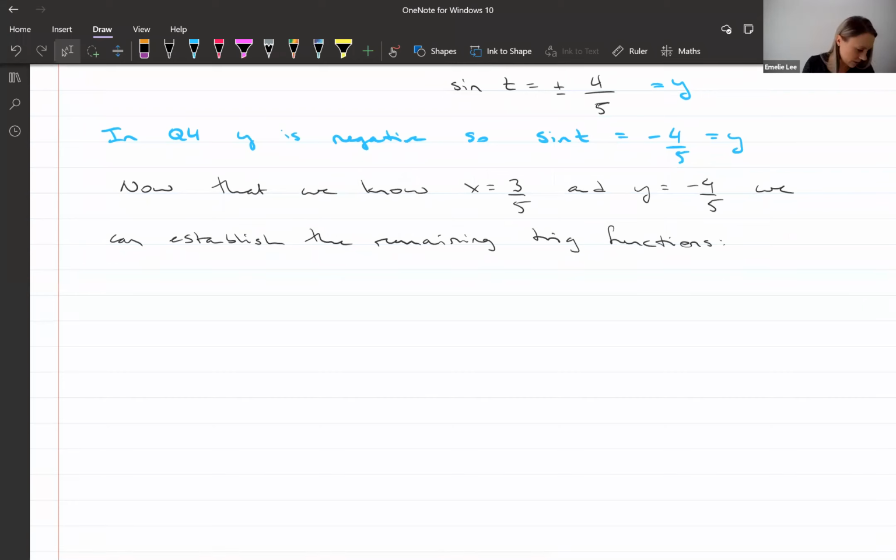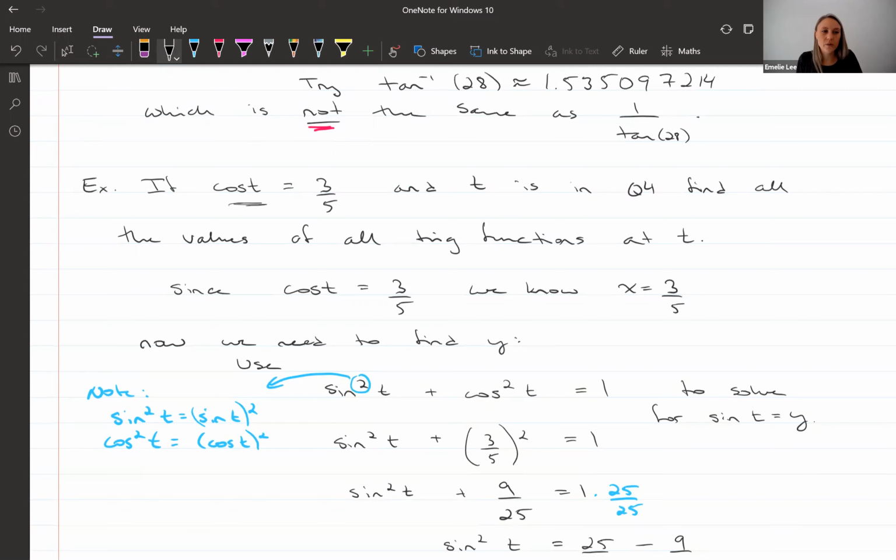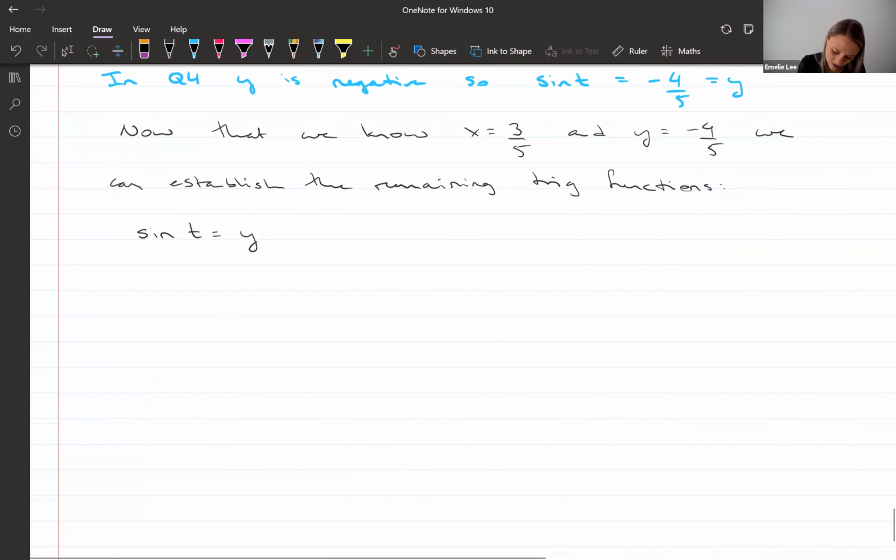So let's just remember, I'll write them down so that we have them, right, as we go. So sine t is y. Right, we're only talking about cos t. We don't actually know what t is, and that's okay, right? But so what we have, and find all the values of all trig functions at t. So some general t. So sine t is y, which we just found was negative 4 over 5. We also know that cos t equals x, which was 3 over 5.